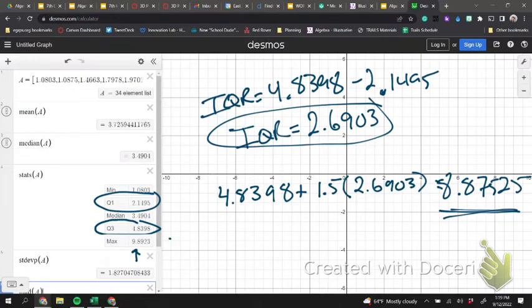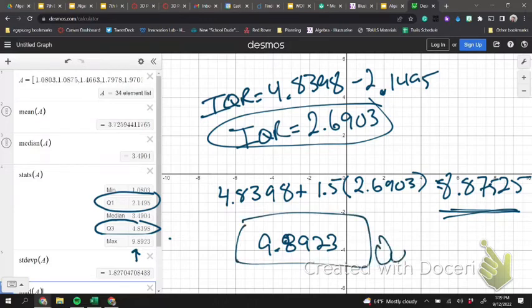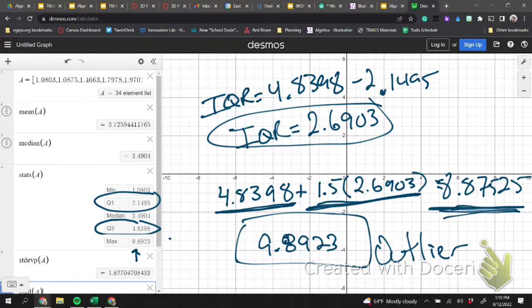But 9.8923 is bigger than that. So guess what? It is an outlier. Okay? Again, the reason it's an outlier is because I took my third quartile, I added 1.5 times my interquartile range, and it is above that value that pumped out.